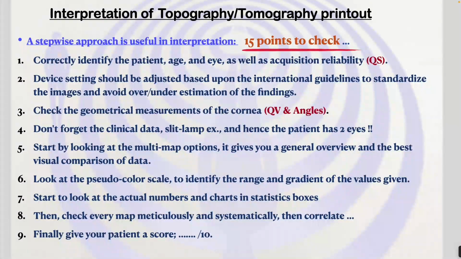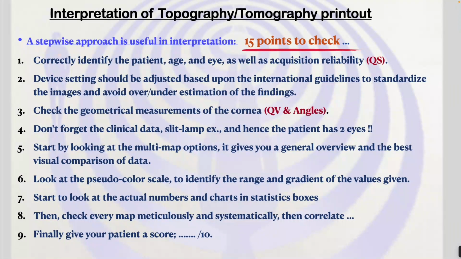Third point, check the geometrical measurements of the cornea, like the Q value and the angles, angle alpha, angle kappa. You have to review all of these. Q value first, to know about the slope, to know about the acquisition. Don't forget the clinical data and also the angle kappa. If you find it's large, it may be misalignment or actually a true large angle kappa. Don't forget the clinical data, as I told you before.